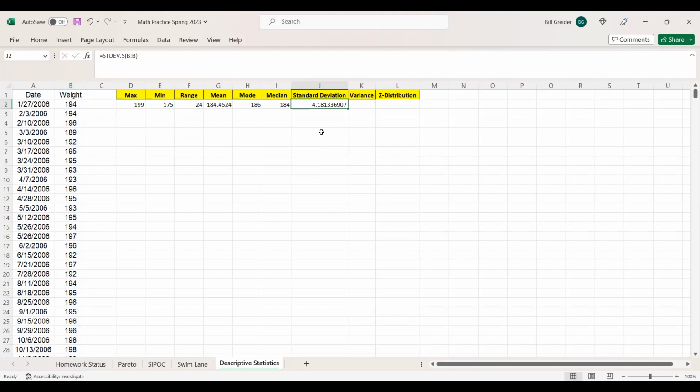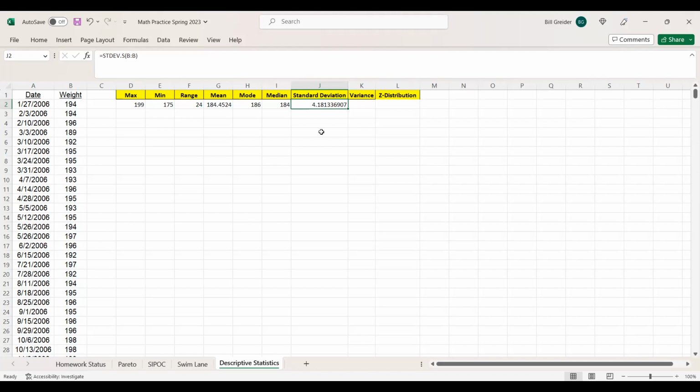What's the units? Anyone? What are the units for standard deviation there? Bill, would it be pounds? Would it be pounds in this case? Exactly, Michael. It'd be pounds, right? That's 4.2 pounds. So that's the average amount of variation from that 184, right?